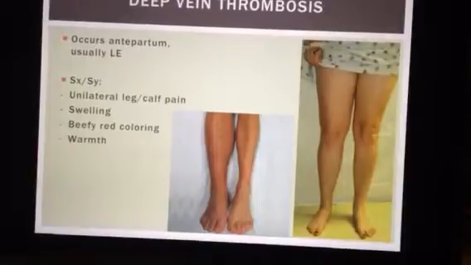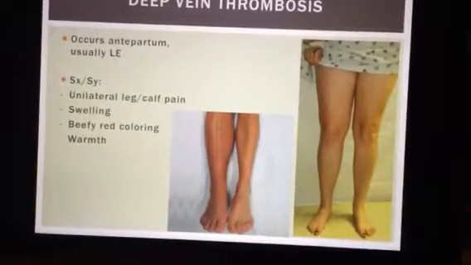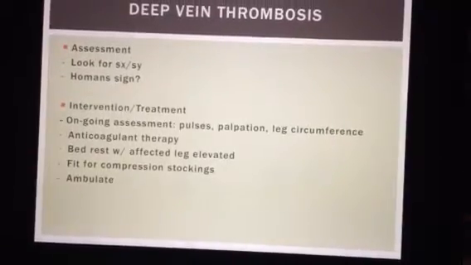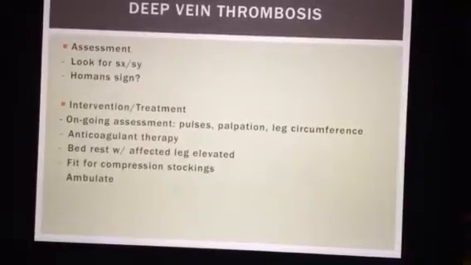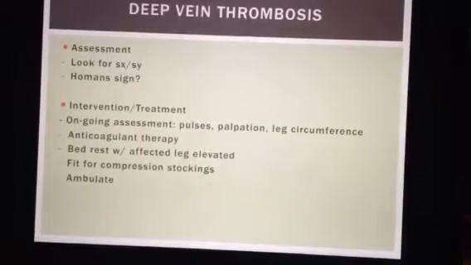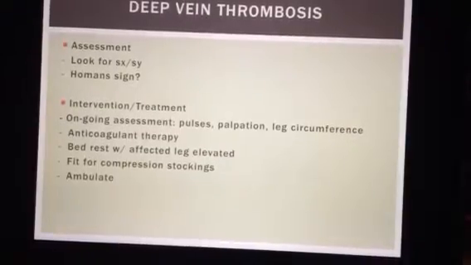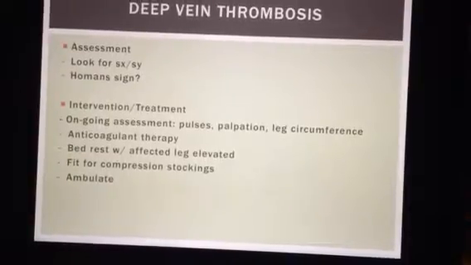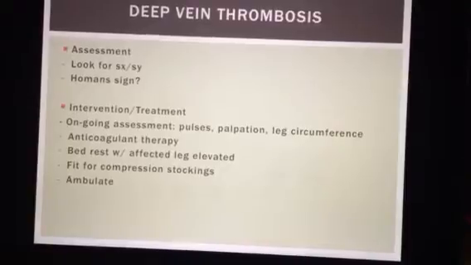Signs and symptoms include unilateral leg or calf pain, redness, swelling, and warmth. When assessing a patient for a DVT, we are going to look for those signs and symptoms, and most importantly, we are going to physically look at the patient's legs and compare them bilaterally. Does one leg literally look swollen compared to the other? And then, are other signs or symptoms apparent in the affected leg?